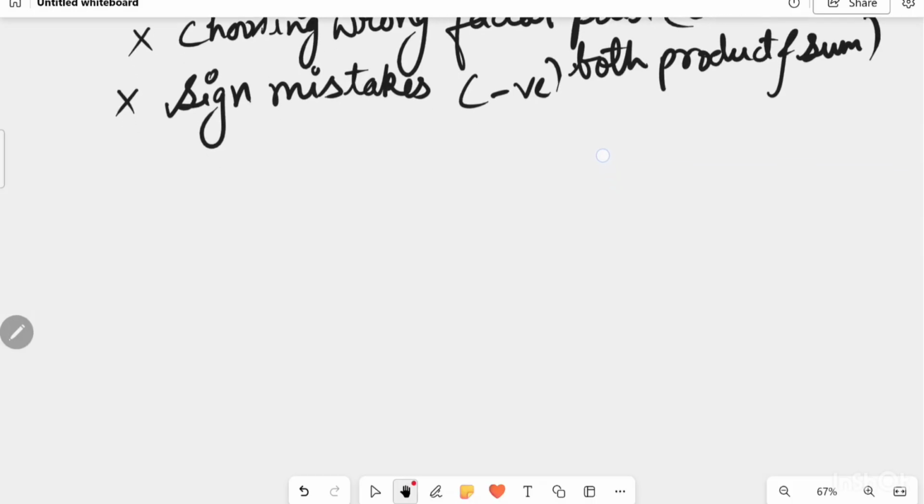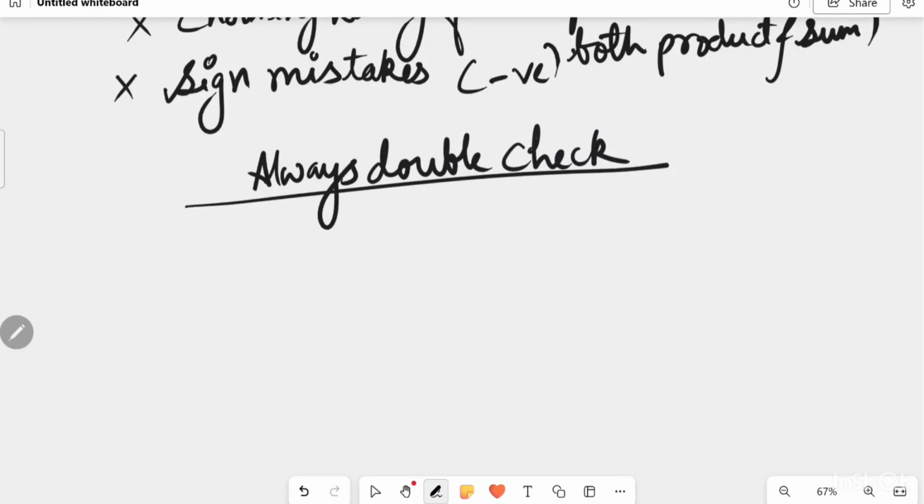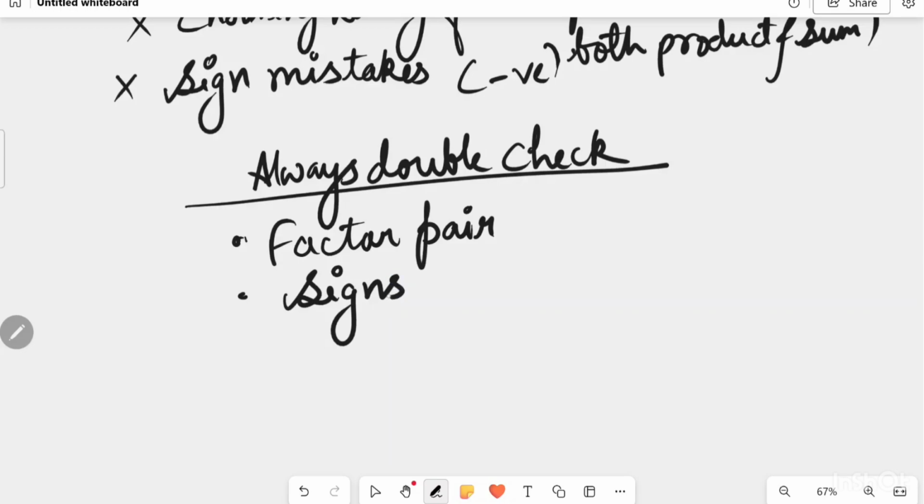Now the thing we have to do is always double check. First, the factor pair. You have to always double check this. Second, signs. And the final answer, by putting it in the original equation, to see whether it is coming 0 or not.